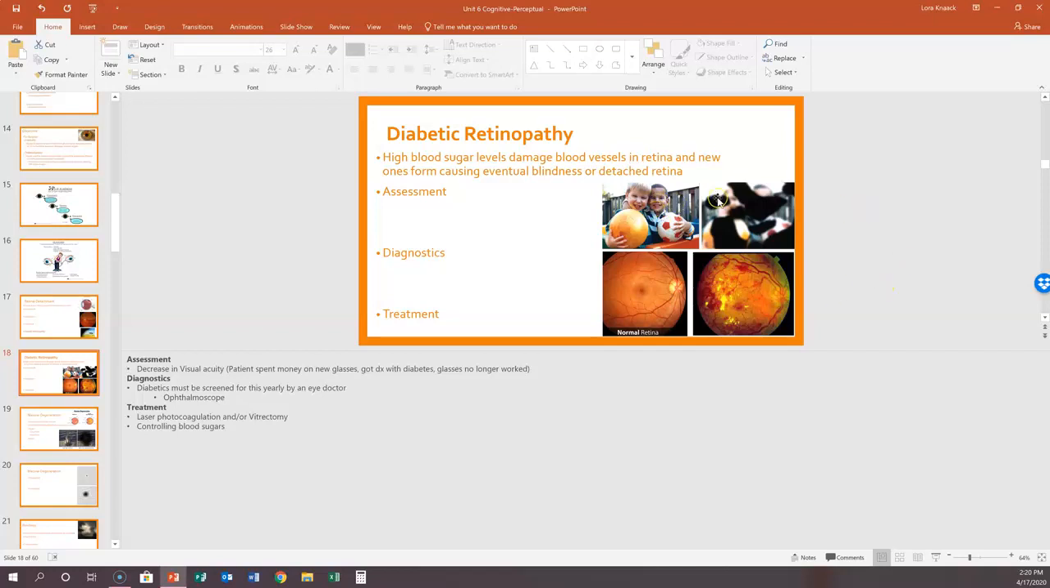So here's normal vision. Here's somebody with diabetic retinopathy, what they see. Here's a normal retina with the ophthalmoscope. Here's one with diabetic retinopathy, and you can see where those blood vessels continue to form. They're bleeding, they're hemorrhaging, and that's covering the retina. So it starts impacting their vision. Assessment: they'll have decreased visual acuity.